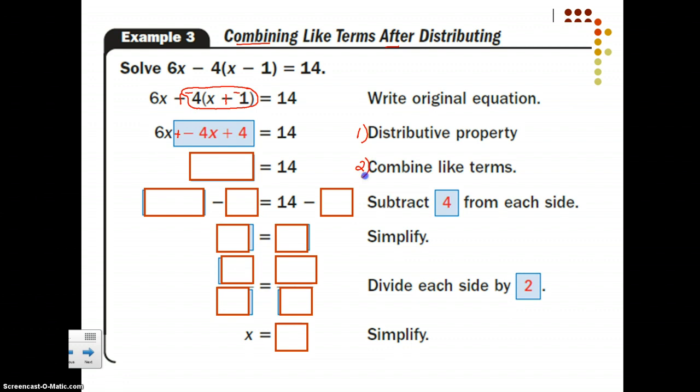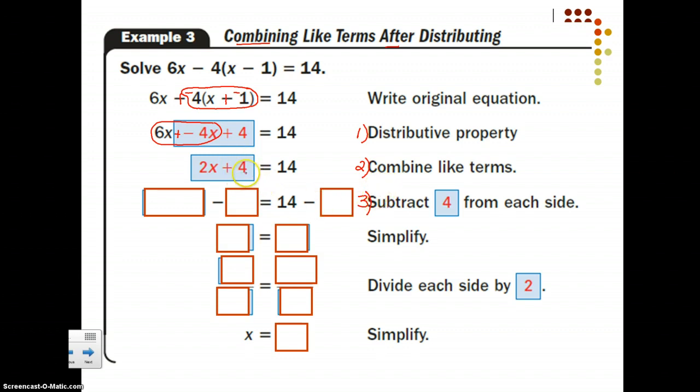Step 2 is to combine like terms. This is the part that we added from the previous examples. You can see 6x and -4x are like terms. Different signs, so I subtract. 6 minus 4 is +2x plus 4. Now you have a two-step problem. You will always end with a two-step problem and eventually one step to get the answer.